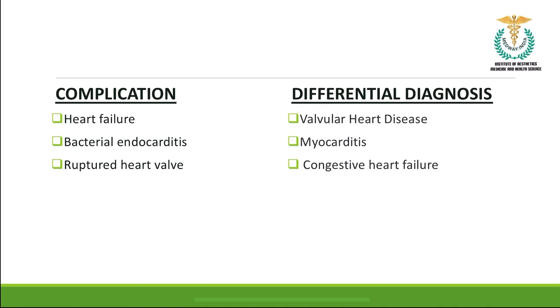And next one is complications. Heart failure, first one, can occur from either a narrowed or leaking heart valve. Next is bacterial endocarditis. Bacterial endocarditis is mainly caused by infection of the inner lining of the heart. It occurs when rheumatic fever has damaged the heart valve.